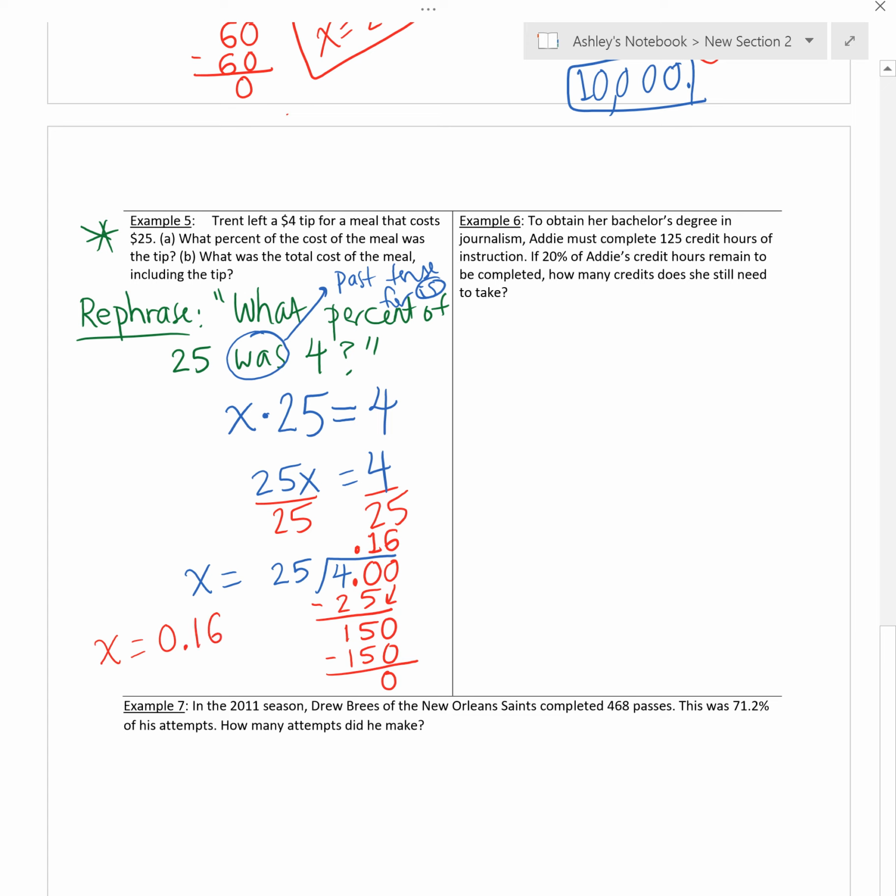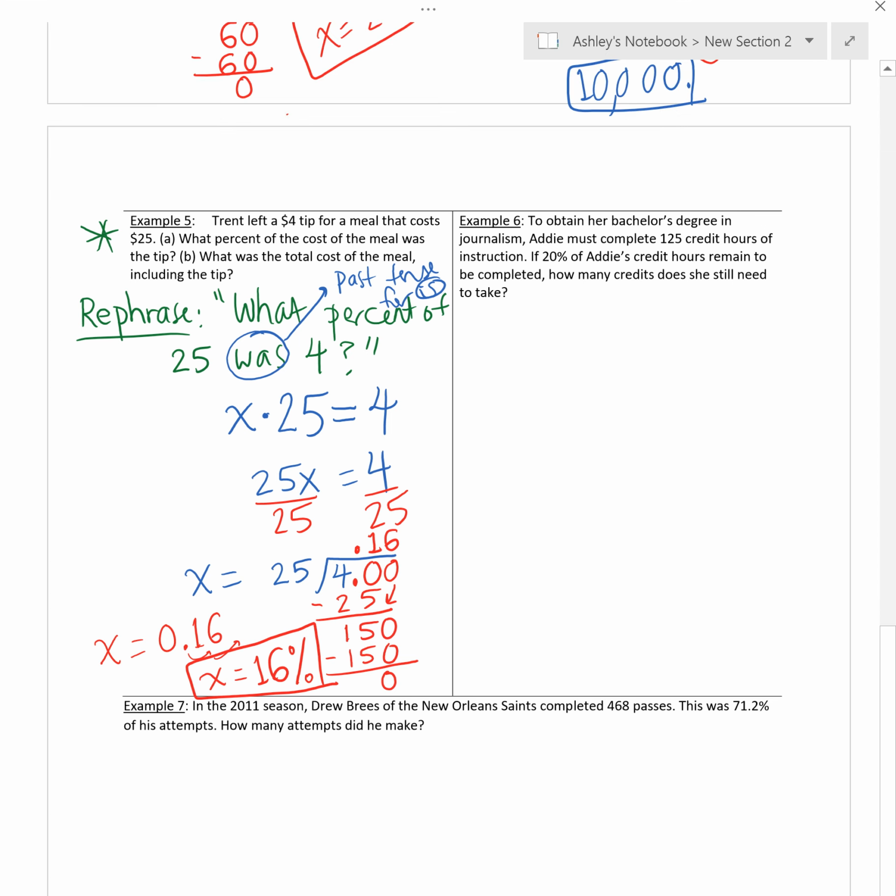But remember we said if you're trying to find a percent by solving these equations, you're always going to end up with the decimal form of the percent. But if you want the percent, you're going to have to move the decimal back to the right twice. So 0.16 is the correct answer in decimal form, but they want the percent form. It's really 16%. Does that sound right? $4 was a 16% tip on 25? Yeah, I'd say that sounds about right, huh?